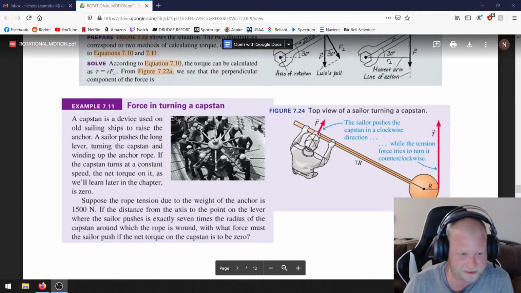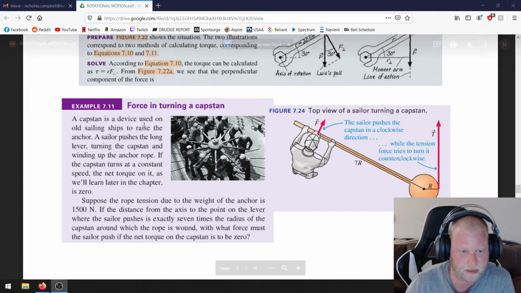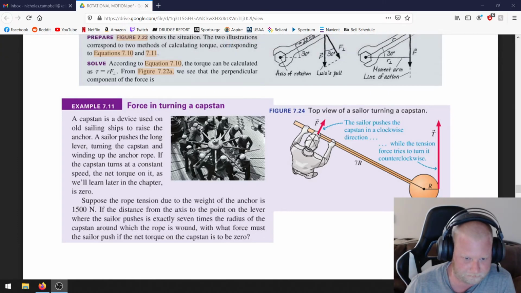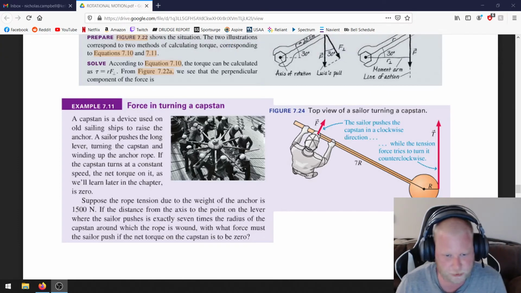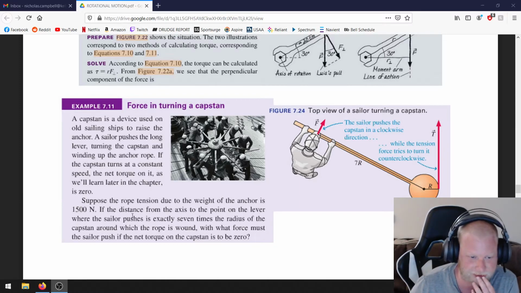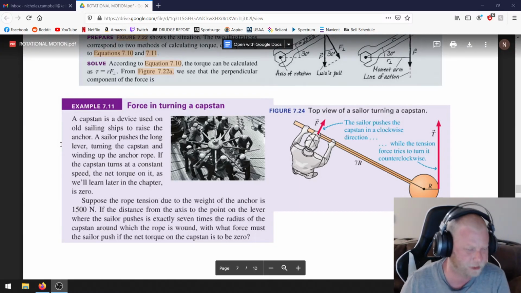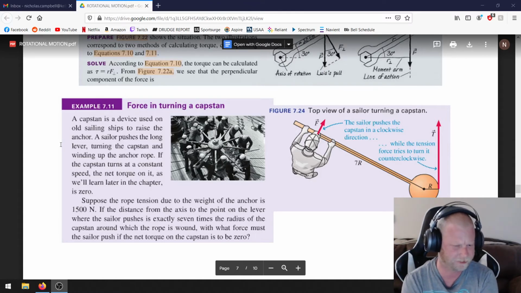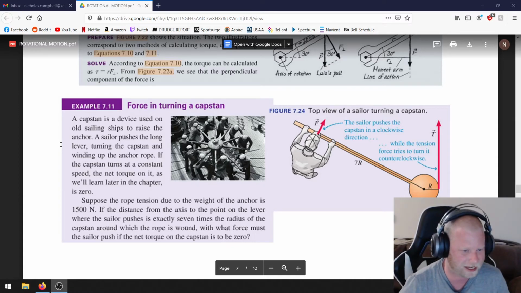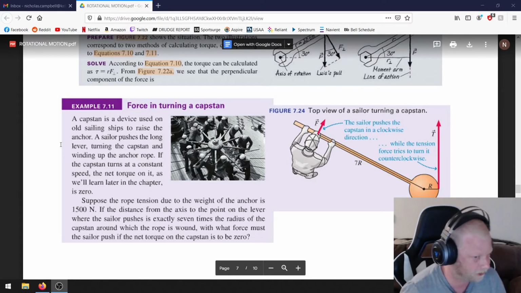And so lastly, let's take a look at example 7.11. Now, a capstan is one of these mechanisms in old ships where the sailors would push on them and raise the anchor. In this case, we've got a net torque of 0. We'll get into net torque in the next video, but for now, just recognize that zero net torque means that the object is either being spun at a constant angular velocity or that it is not rotating at all.